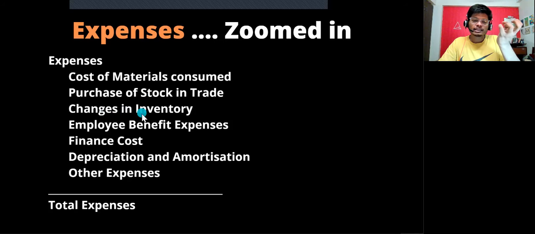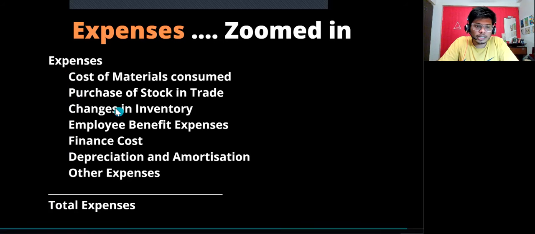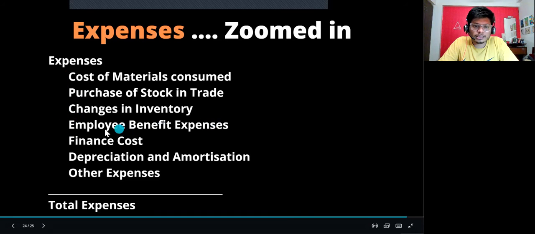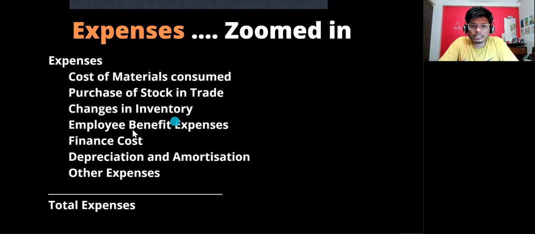Okay, and then changes in inventory. Changes in inventory is basically closing stock minus opening stock. So these three things deal with inventory: cost of material, purchase of stock, and changes in inventory. Got it? Then comes employee benefit expenses. Employee benefit expenses could be salaries, could be other expenses for the employees.